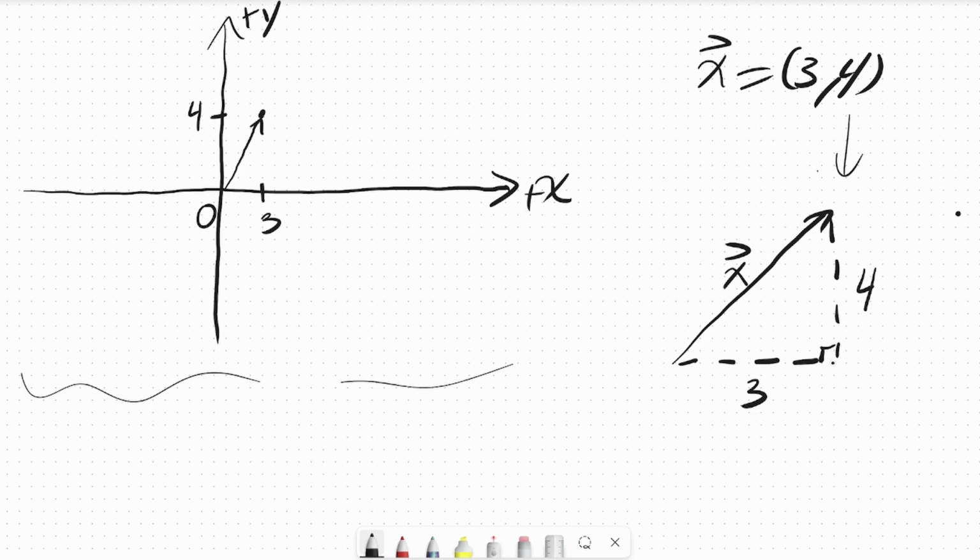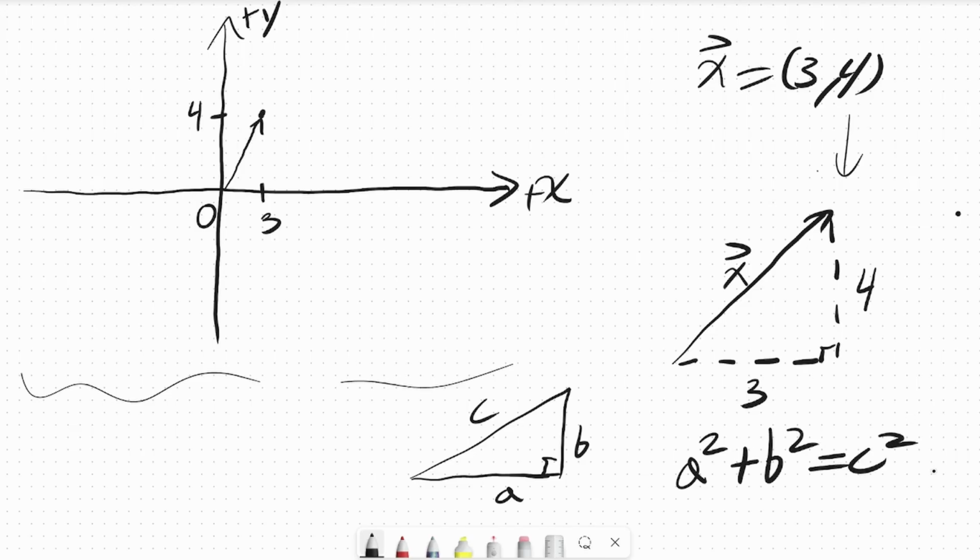Now, does this look familiar? That's right. It is the Pythagorean theorem. Remember that for a right triangle with sides A, B, C, you've got A squared plus B squared is equal to C squared. And since length can't be negative, you just have C is equal to root A squared plus B squared, right? It's your standard Pythagorean theorem to determine the length of your hypotenuse.